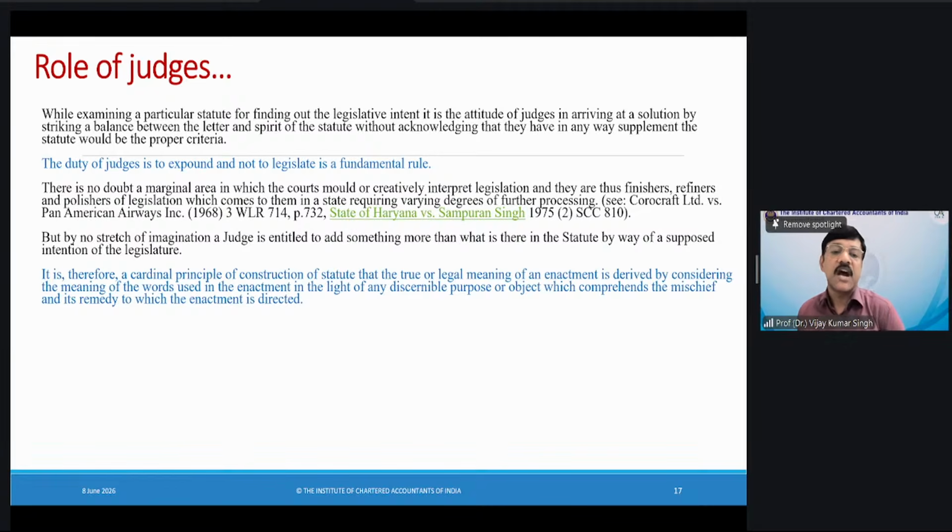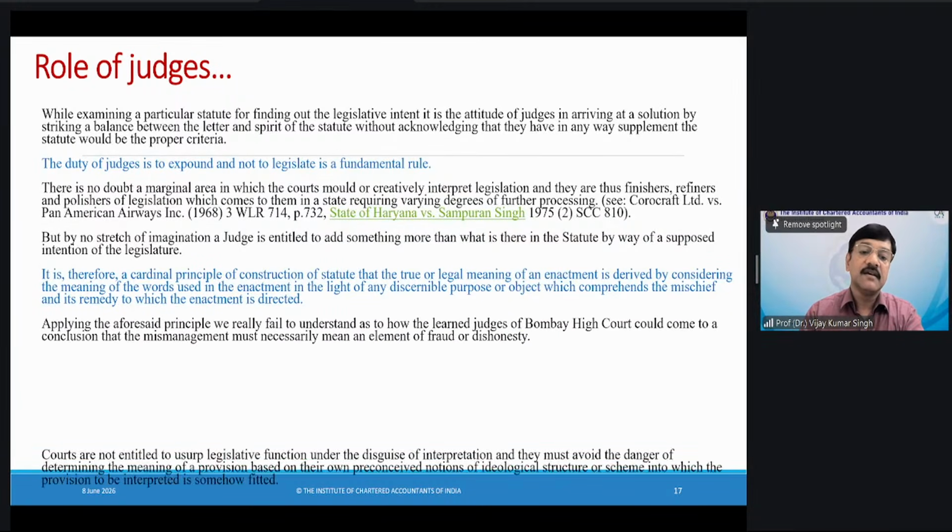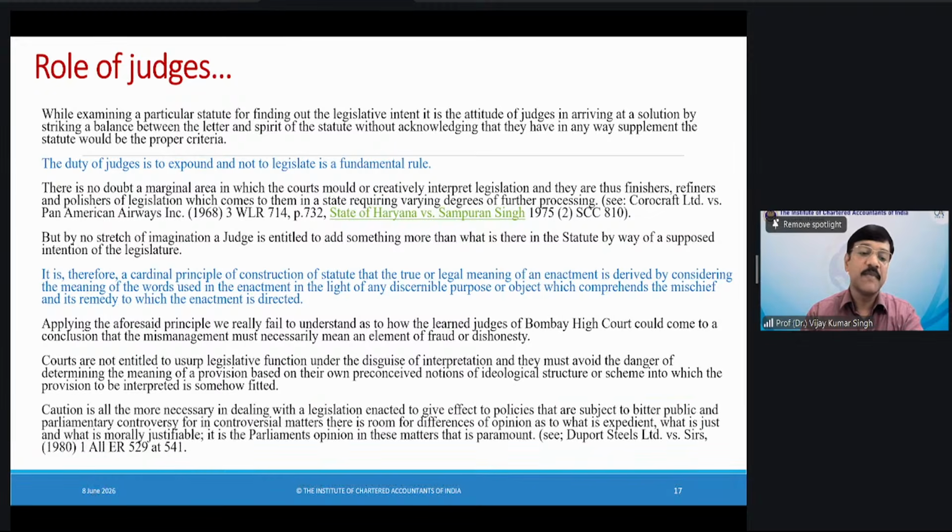So therefore, the cardinal principle or rule of construction is that the true or legal meaning of an enactment is derived by considering the meaning of words used in the enactment in the light of the purpose or object which comprehends the mischief. And you have to apply these principles. The Bombay High Court has dealt with this, and many other courts have dealt with it. So I would basically tell you to please read briefly about this, and I will not labor much on that.